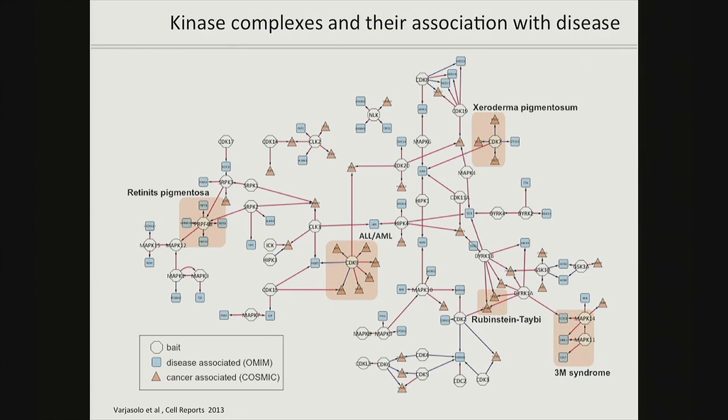So he affinity tagged protein kinases. They are shown in this graph here in the center as this octagon. Then he expressed this tagged protein in a cell and asked what proteins associate with it. This is a fairly robust workflow, and so he did this for a large number of kinases. So this is what he found.